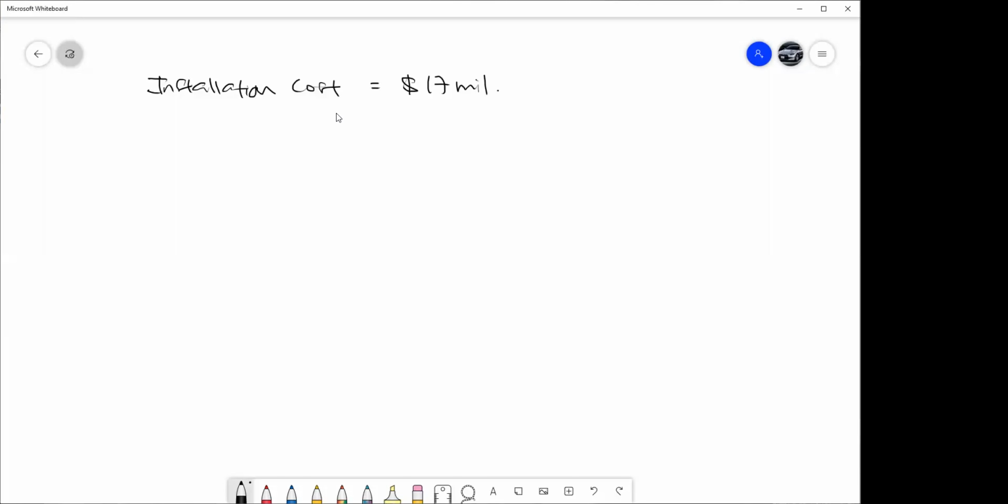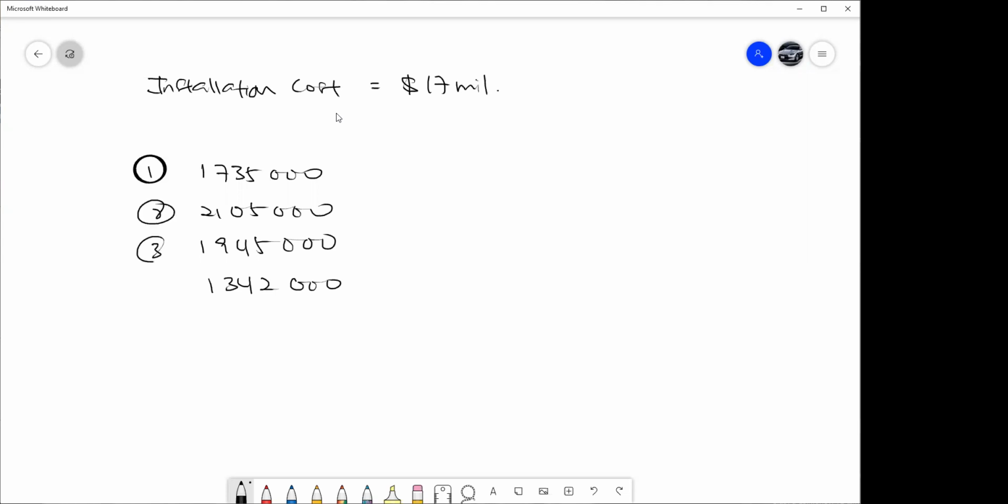This AAR question: the installation cost is $17 million, which will be depreciated straight line to 0 over its 4-year life. The plant has projected net income of 1735 million, 2105 million, 1945 million, and 1342 million, for year 1, year 2, year 3, and year 4. So each year they give you a different cash flow, then they ask you to count the AAR straight away. This question is very straight to the point. They want you to find the average accounting return.